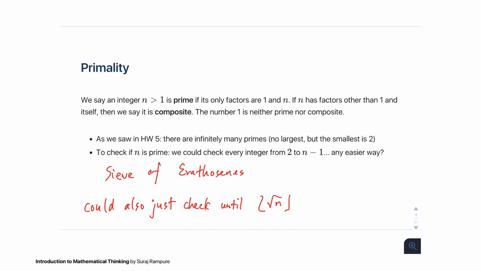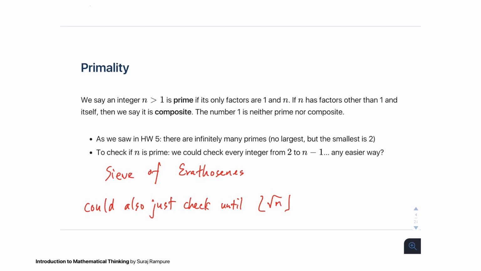Because if we say that a number m is a factor of n, then n divided by m is also a factor of n. Okay. So that's like saying if 2 is a factor of 24, then 24 divided by 2 is also a factor of 24.